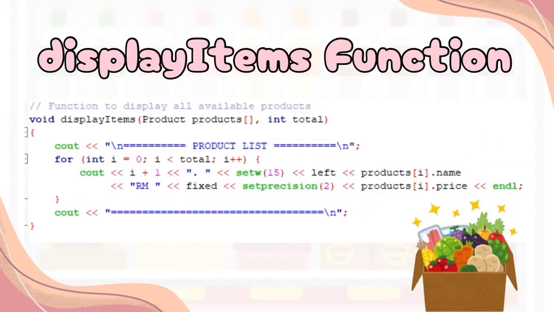The displayItems function takes the product array and count, then it prints a formatted product list. It also uses setw for alignment and left for left justification, and formats prices to 2 decimal places. The output is clean and professional looking thanks to the iomanip formatting.